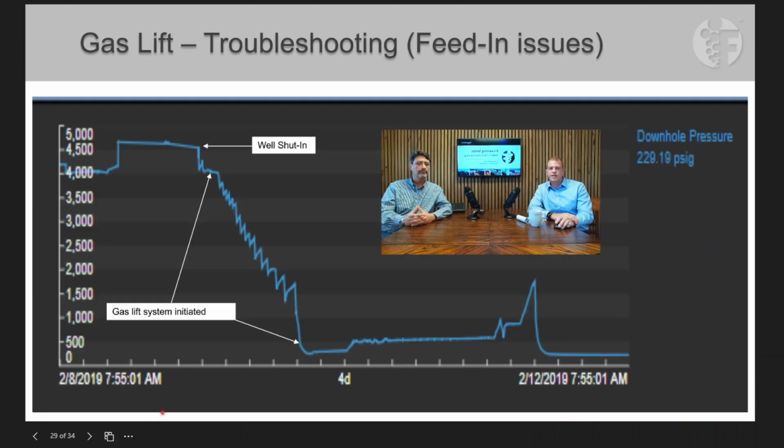And then another one that can be helpful to identify, especially if you have infill or feed-in issues, is excessive drawdown on the well. Yeah. In this example, we started at a pretty high bottom hole pressure. As the well was turned on, the bottom hole pressure continued to decrease and dropped way down to about 200 PSI. For me, that says that's a pretty excessive drawdown, starting at roughly 4,500 PSI and pulling the well down to about 200 PSI in a matter of a few days.